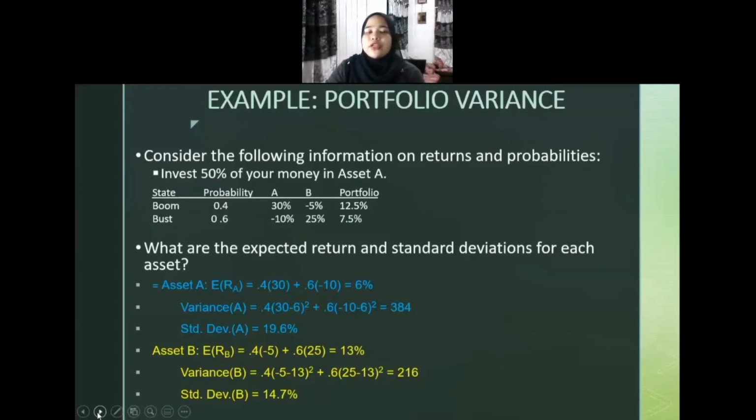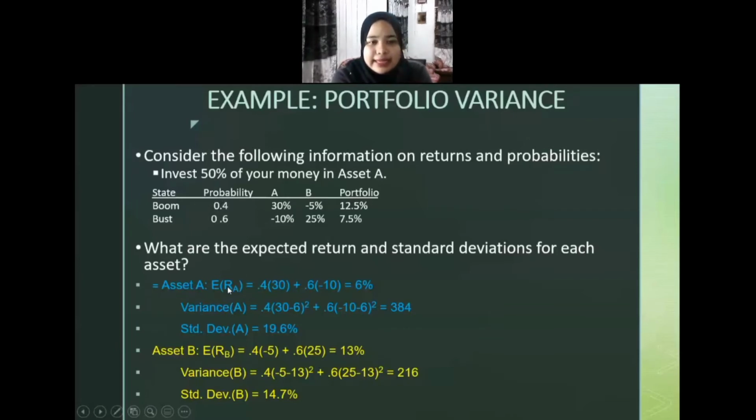Consider the following information on returns and probabilities. Okay, in this example, we are given two different states, which are the boom period and also the bust period, and we invest in two different stocks, which are asset A and also asset B. Okay, so the first question is, what are the expected return and standard deviation for each asset? So to calculate the expected return for asset A, we are going to multiply the probability of each state by its return for each state in the asset.